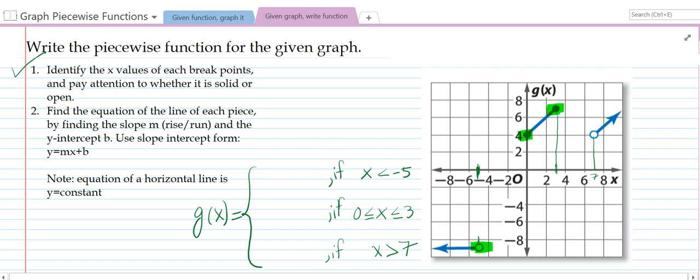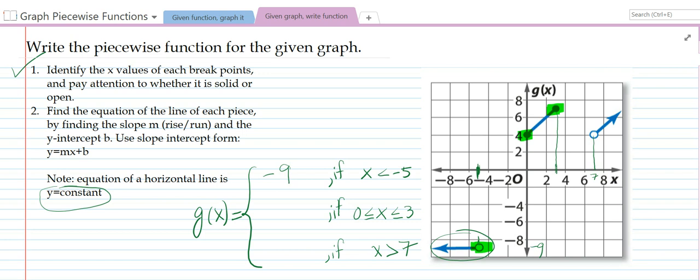Step 2, find the equation of each piece. Now notice our first piece is a horizontal line. That's just going to be y equals some constant. That constant being the y value, which in this case is -9. So we're not going to write y equals because g of x means y, and it's already been written, g of x equals. So we're just going to write -9.